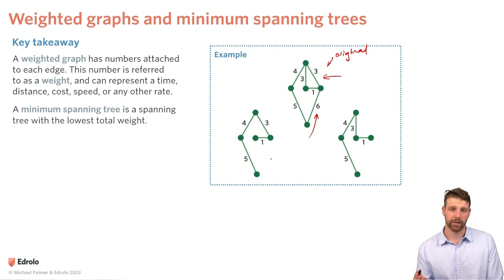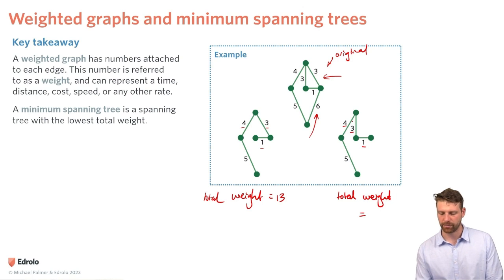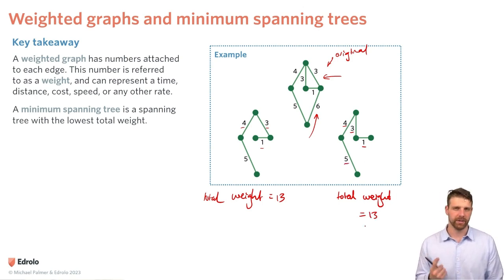We can see here, we can find the total weight. So let's do that. What's the total weight? 1 plus 3 plus 4 would give me 8, plus 5, I think, is 13. Let's check the total weight is the same for the other one. So this one over here, I think we've got 1 plus 3 plus 4. Again, that's 8, plus 5, again is 13. Okay, so there's not always one minimum spanning tree. You can sometimes find multiple.